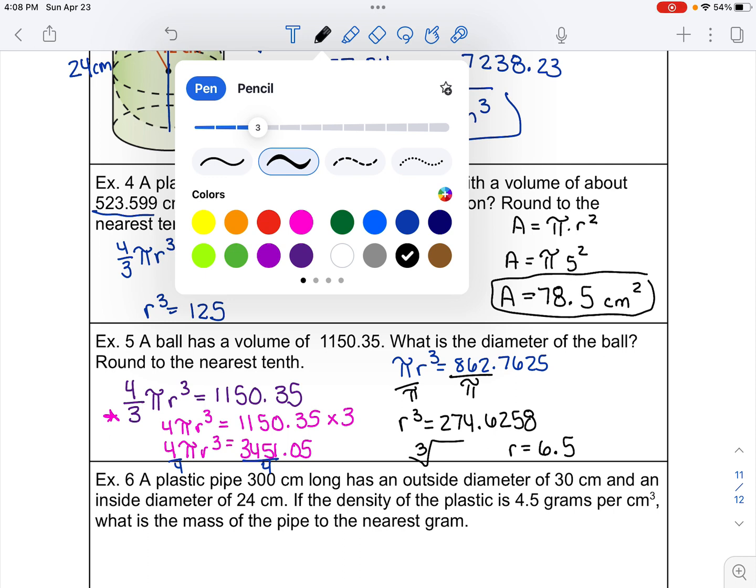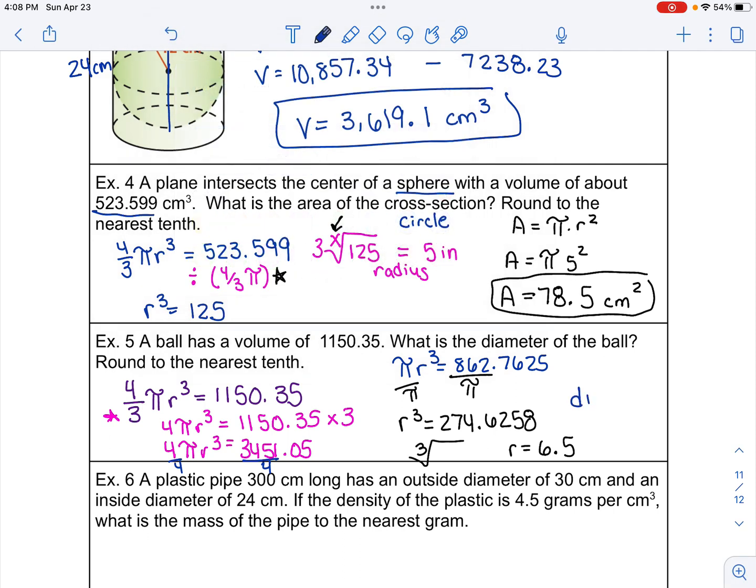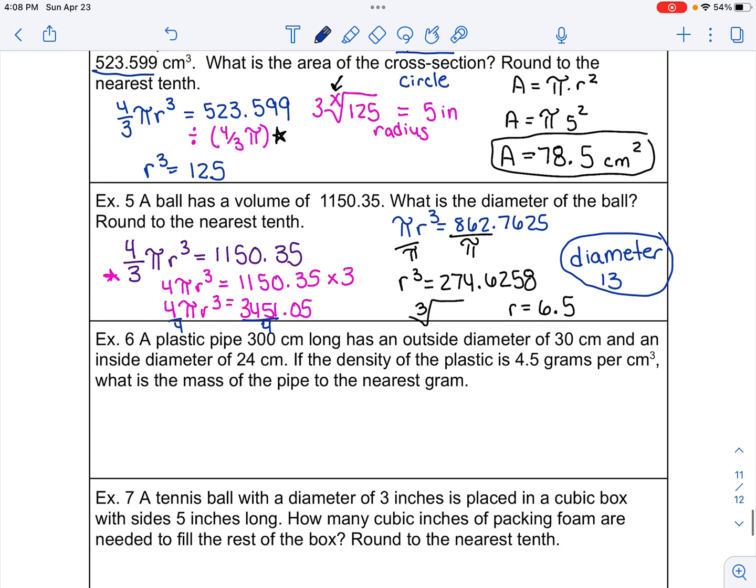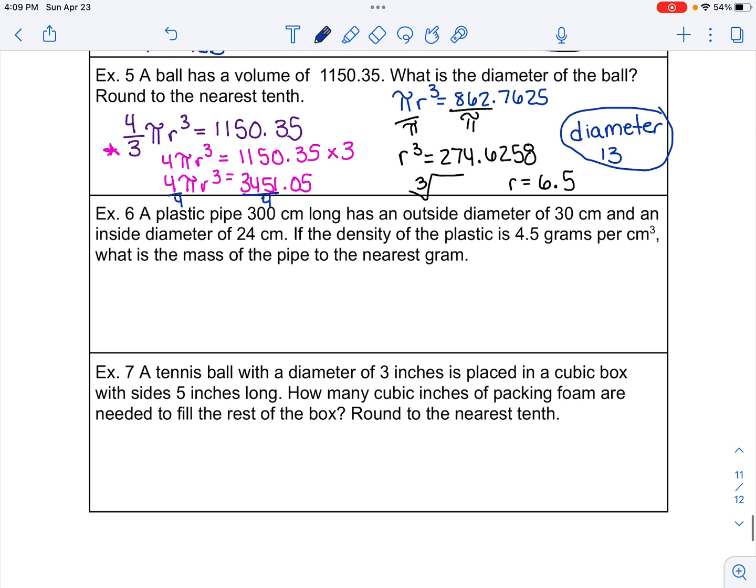So for this one, my diameter, if you times that by 2, 6.5 times 2 is 13. So that would be my final answer. It says round to the nearest tenth, but this one came out even, so I didn't have to. All right, a lot of working backwards.